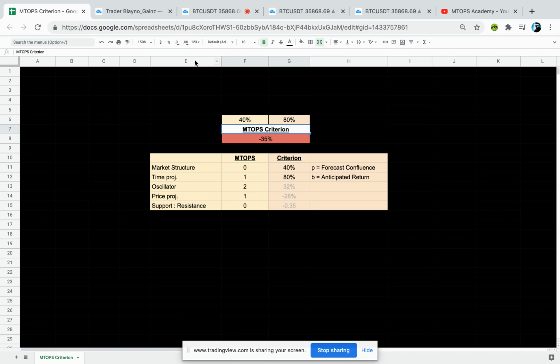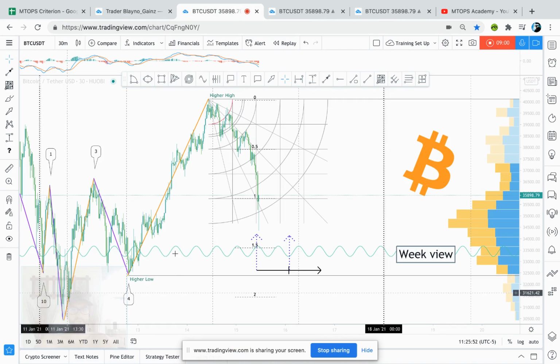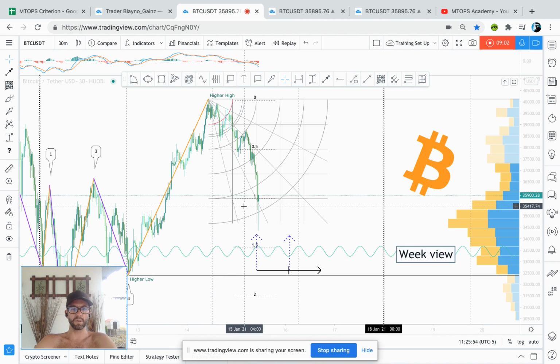So that's it for today's market update, guys. I hope you're starting to see a pattern here and how the MTOPS criterion is not only protecting our accounts or giving high accuracy, but is also giving us control over ourselves. Staying away from impulse purchases, waiting for the market to give us a clear indication of what it wants to do. And when the time is right and the market's ripe, we get in and we make those major gains.